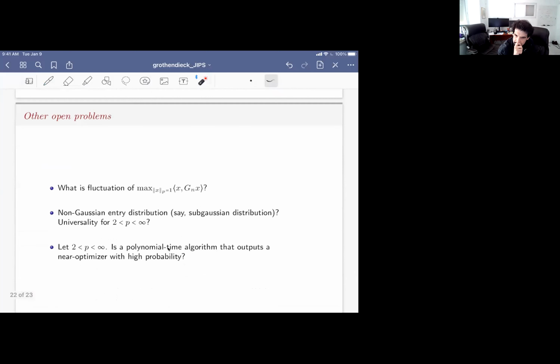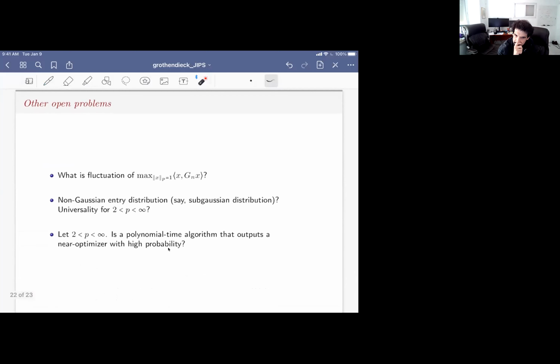So maybe let me conclude by stating a few more open problems. Of course, a natural question: what about the fluctuation? We haven't studied that in our paper. There are two questions here. One is what is the order of the fluctuation, and the second is what is the limiting distribution. We believe when p is between 2 and infinity, the fluctuation is Gaussian. But it will be a hard thing to show.